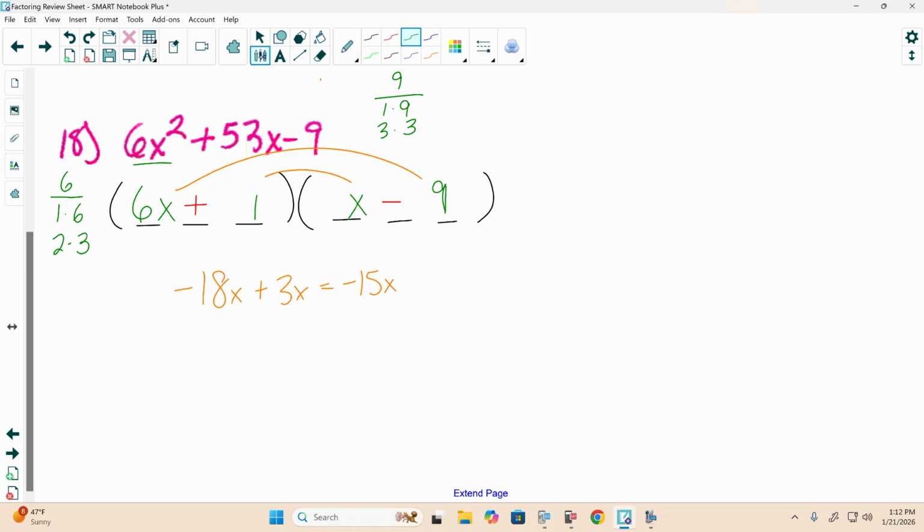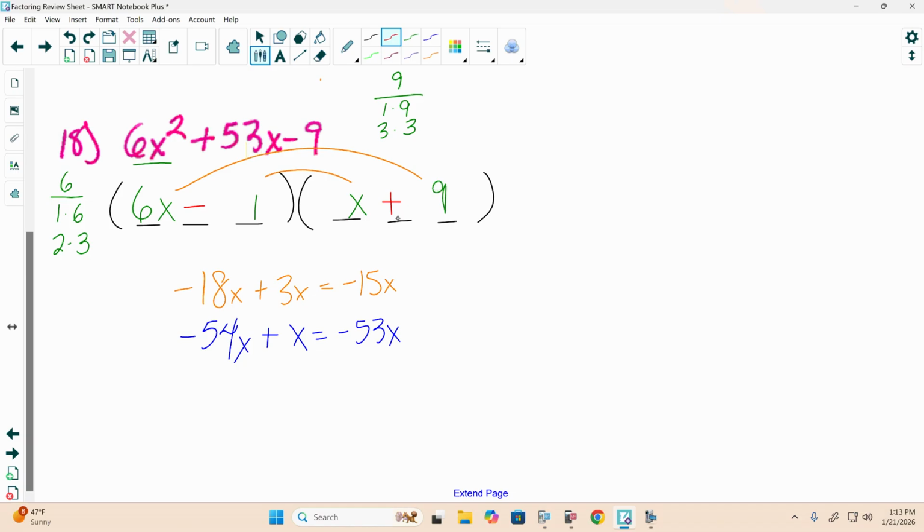6x times negative 9. 6 times negative 9 is negative 54x. 1 times x is plus x. Giving us negative 53x. Now that is the correct number, but it is the wrong sign. We want it to be positive, not negative. So the first thing we can do, or the main thing we can do, is switch the signs.